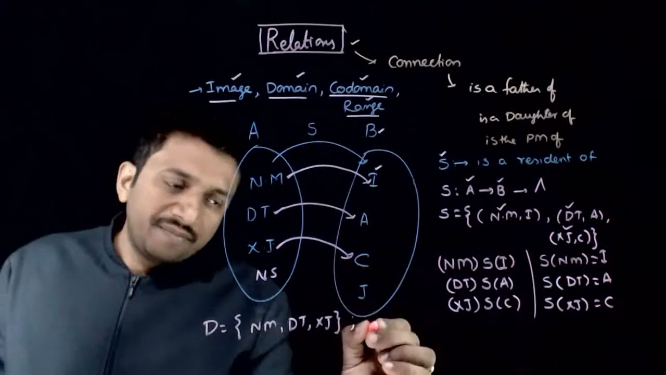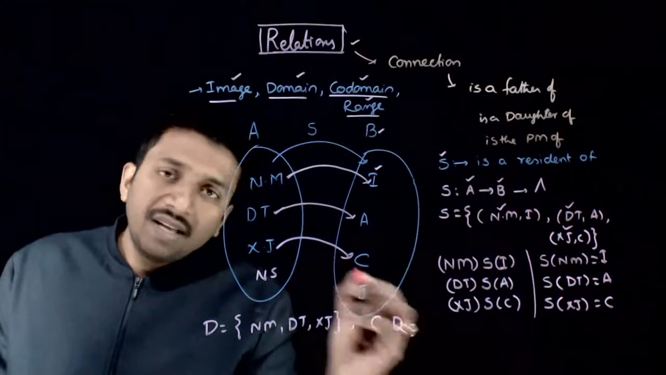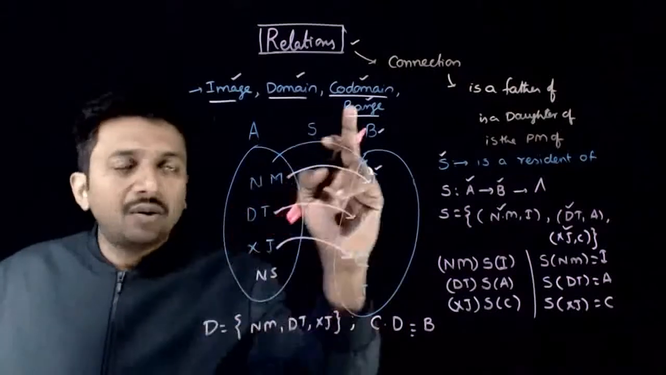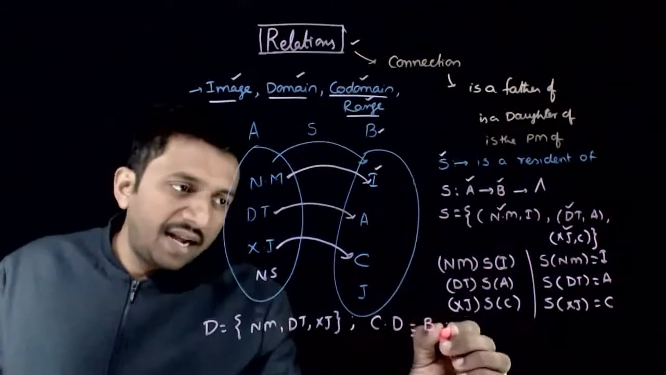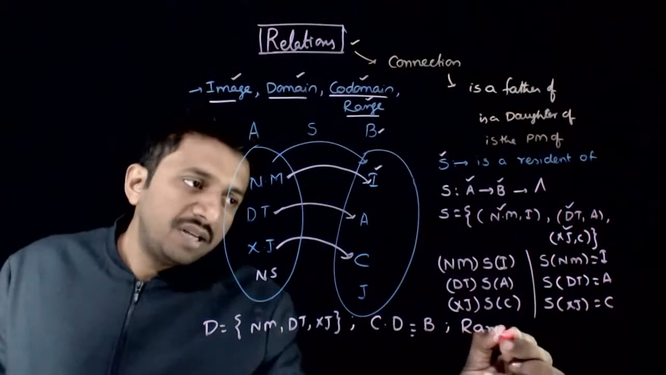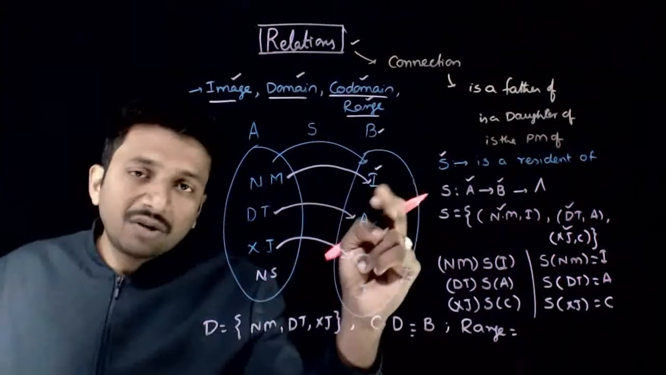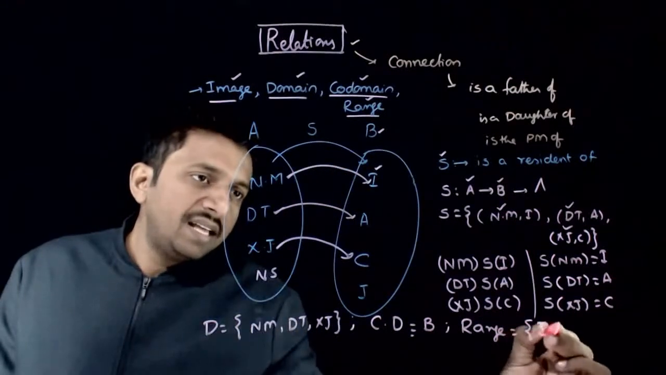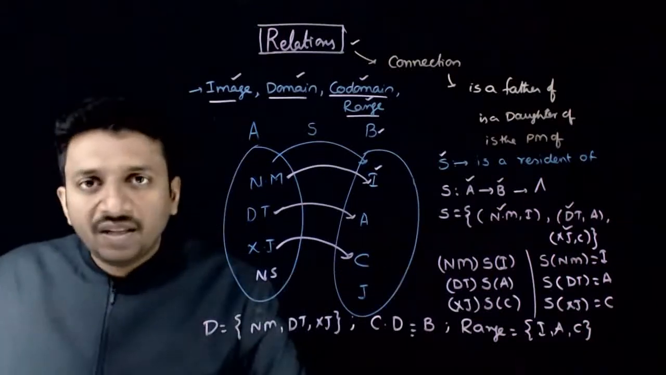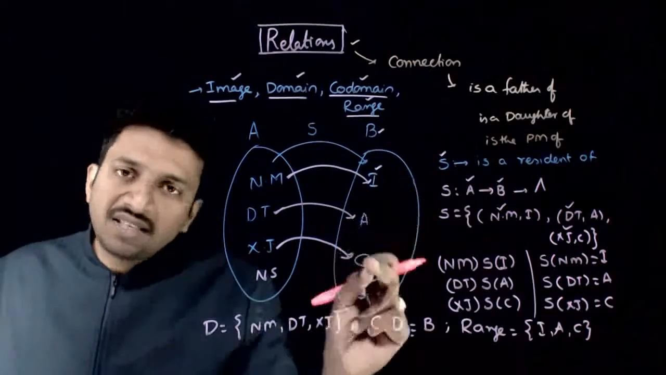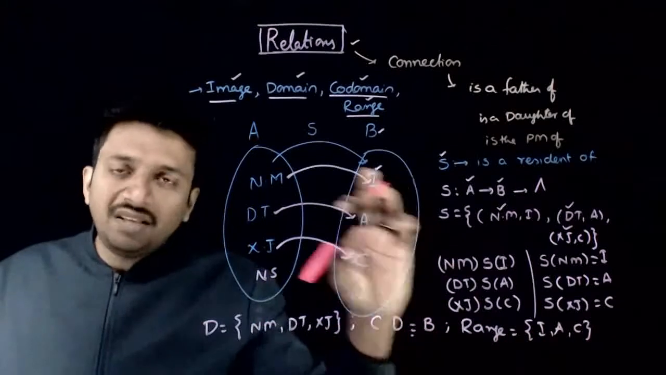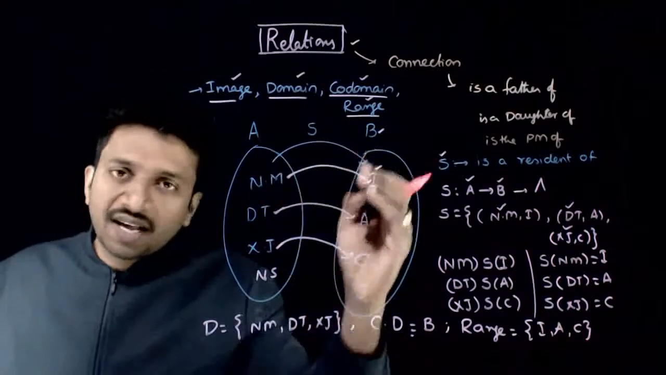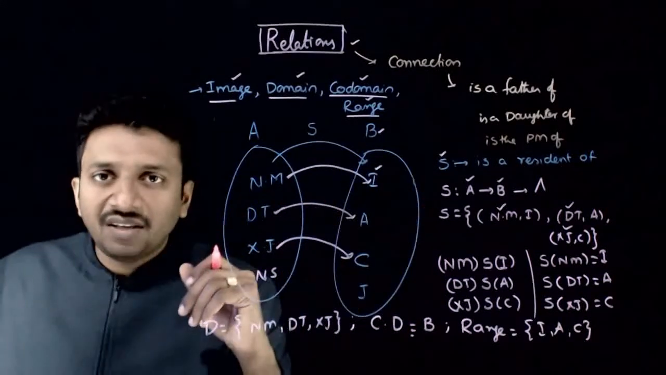And codomain. Codomain is nothing but the complete set B. The complete second set is called the codomain of the relation. And you have the third term, range. Range is nothing but the elements of the second set which are related to the first set. That is the set containing I, A and C. So in the codomain you have I, A, C as well as J. In the range you have only these three elements. So the elements to which the first set elements are connected are called the range of the relation.